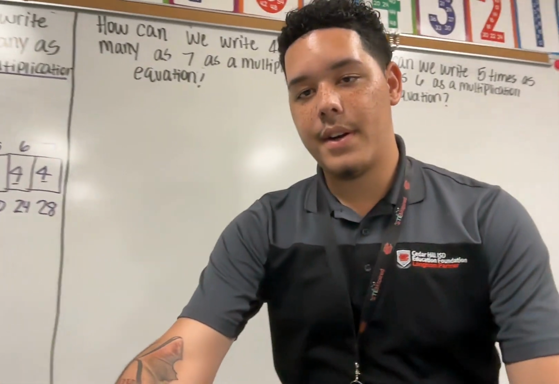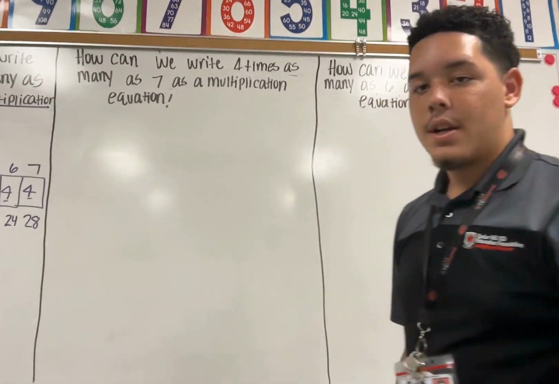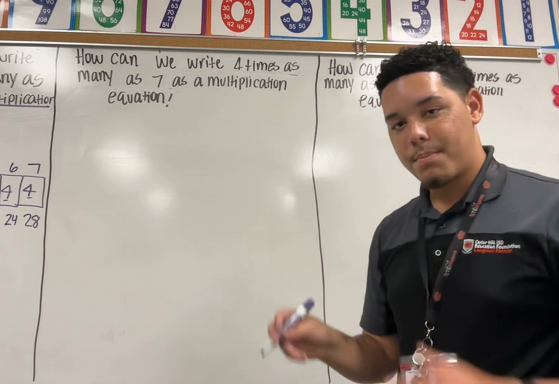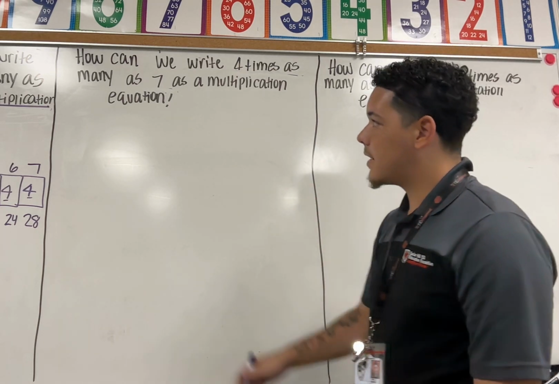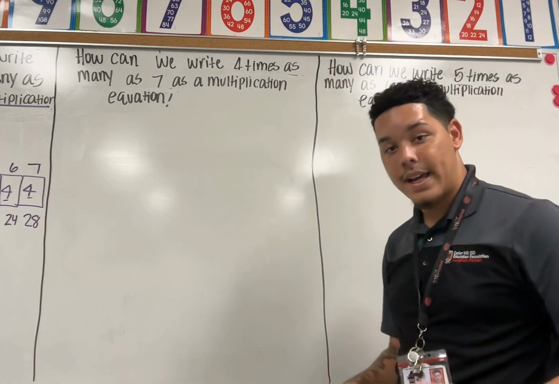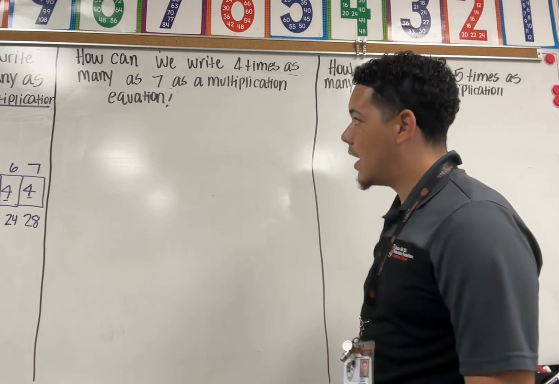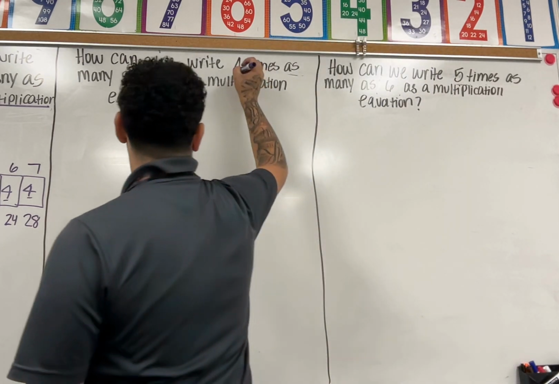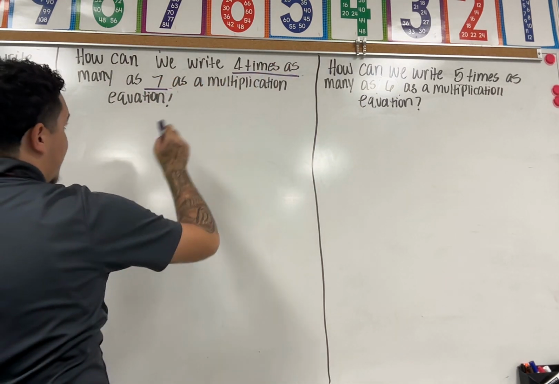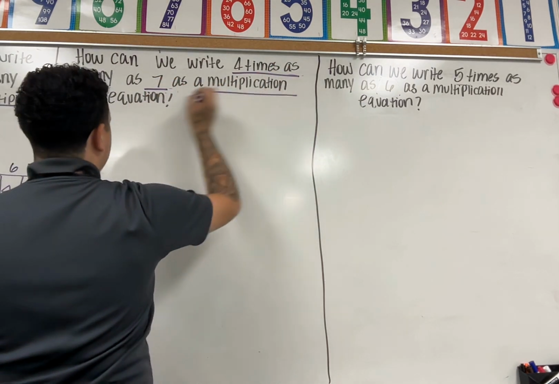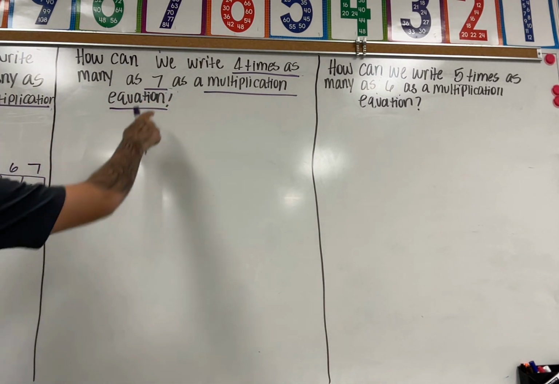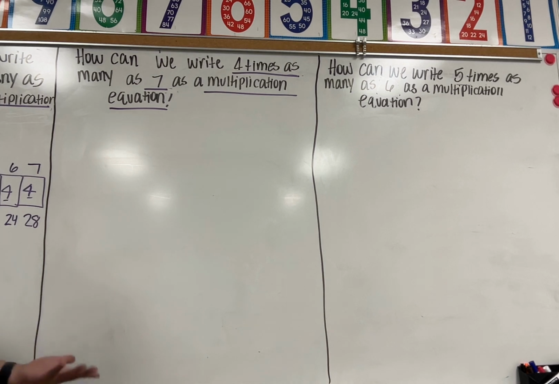But let me come over here and ask you another question. This question is pretty similar. It's almost the exact same question, but I flipped the numbers around. So this question says, how can we write 4 times as many as 7 as a multiplication equation? So if I look at this, remember, I'm doing 4 times as many as what? 7. All right. So here, our main factor is 7.